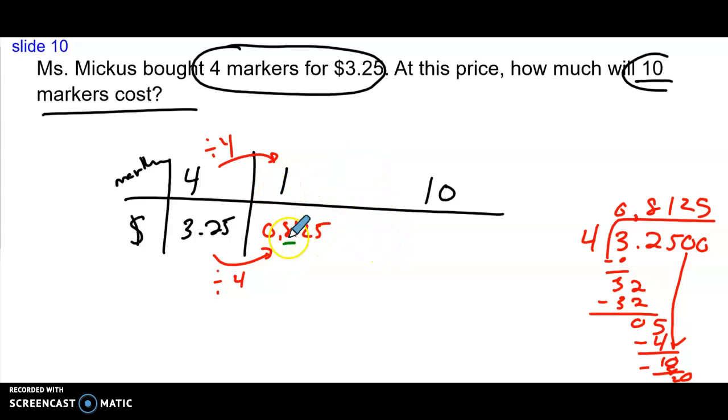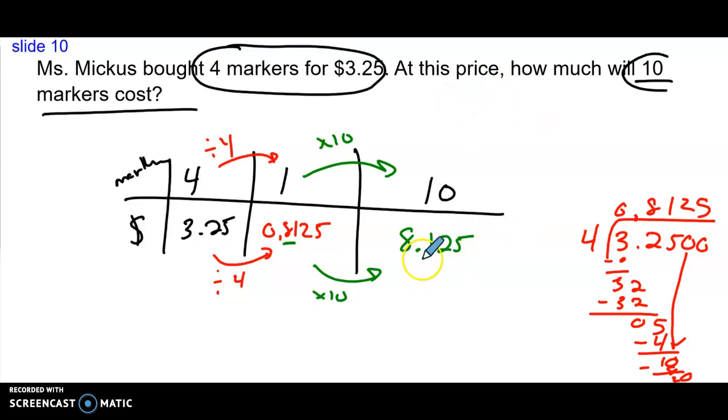Well, if 1 marker costs about 81 cents, excuse me, sorry about that, guys. If 1 marker costs 81 cents, how much would 10 markers cost? Well, what are you going to do to 10? Multiply by 10. So we're going to multiply by 10. So anytime you multiply by 10, it moves your decimal over 1 place, or use your calculator. That's going to be 8.125.